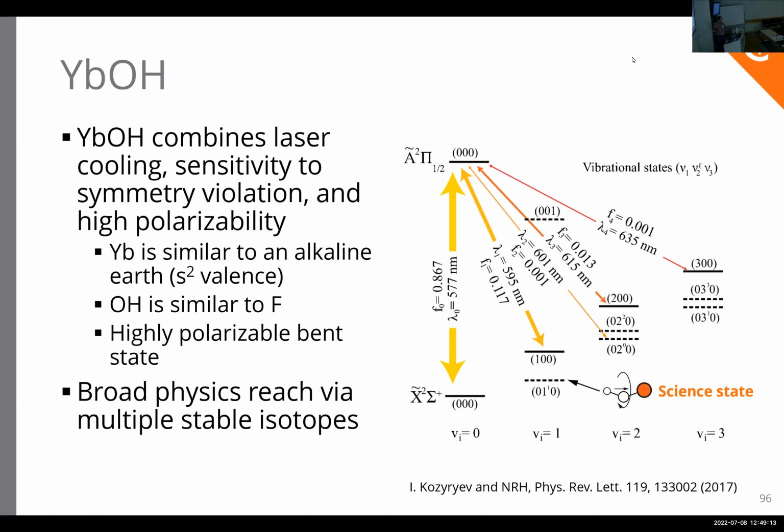So YbOH is a molecule that we work with in my lab that combines all of these features I've been talking about. You can cycle many photons from it. It has this polarizable bending mode, which lowers the symmetry and gives you parity doubling. And ytterbium is neat because it has many stable isotopes of all different nuclear spins. So you can do an EDM experiment or a shift moment experiment or an MQM experiment, all with just different isotopes of the same species.